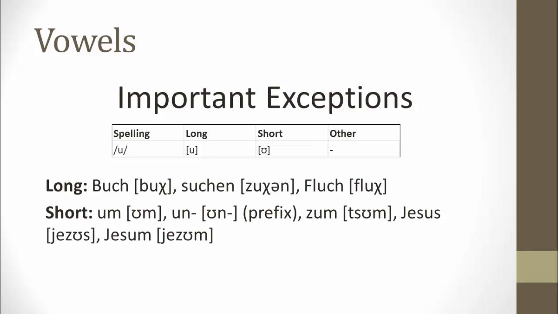And for our U spellings, we have the long Buch, suchen, Fluch. So you see this very often with the UCH spellings, that it makes the vowel long. And for the short exceptions, we have our prefix un, zum, Jesus, Jesum.